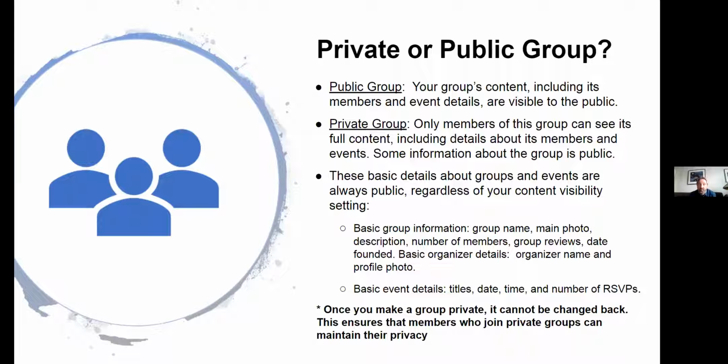If your group is public, then anyone can scroll and surf, so to speak, on Meetup and find your group and find your event. If it's a private group, people can certainly find the name of your group. Let's say it's a topic of interest, and they see it, but they will only be able to know all the details about the events if they actually join and agree to join your private group.